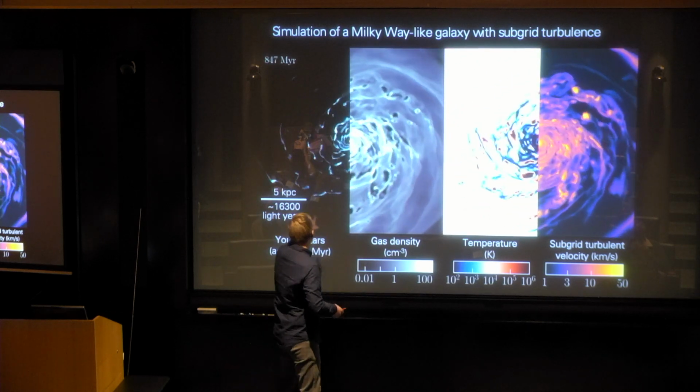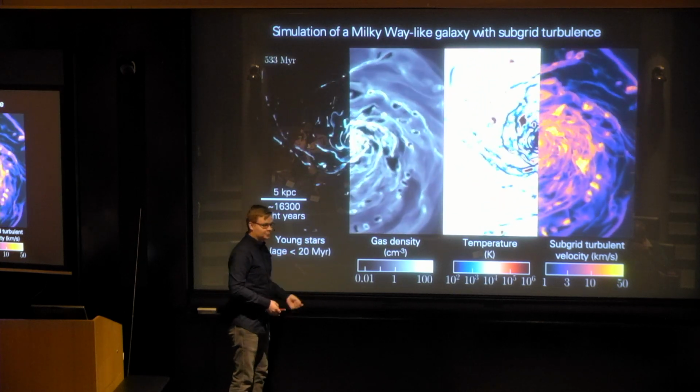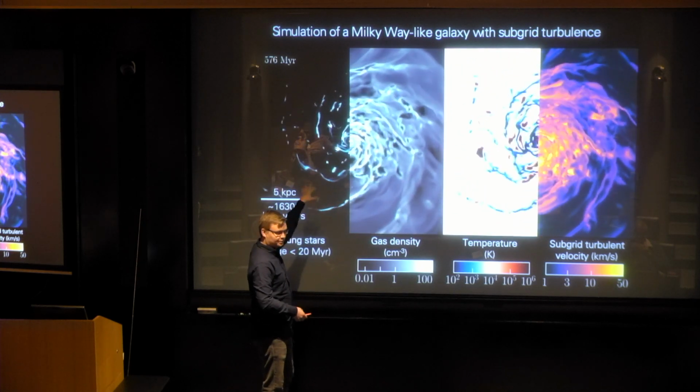Where are the stars? So stars are here. Each point here is a young star, which is younger than 20 million years. So these are the locations where stars are formed.